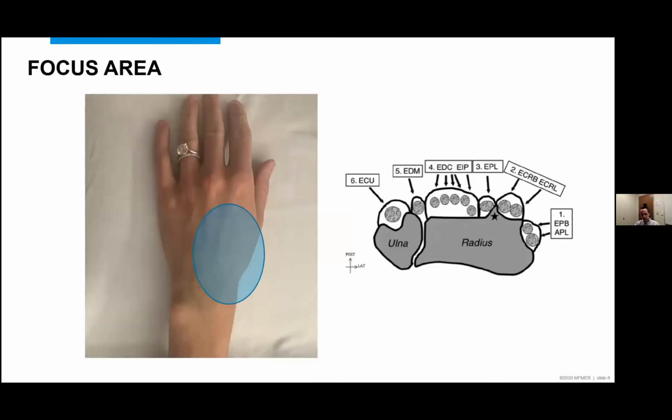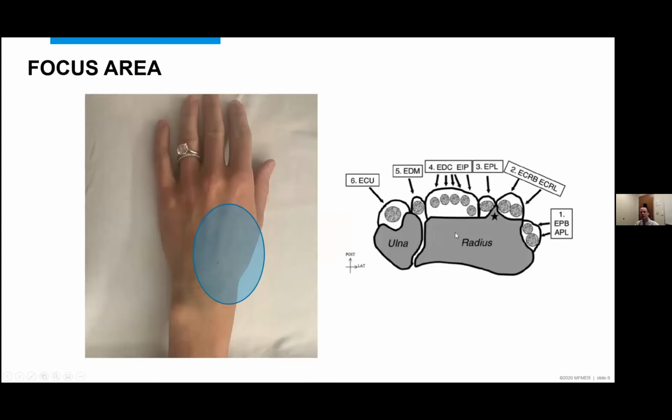So the focus area of our scan today is this dorsal radial wrist right here. So we're going to do the complete scan of all the structures we talked about, basically being required for a complete scan, but also those additional pending clinical question structures that fall within this little circular radius here.